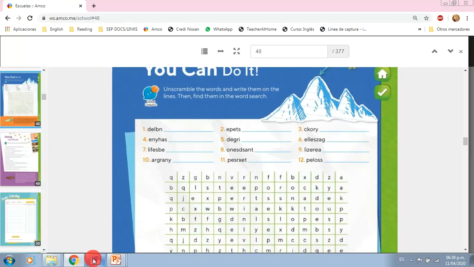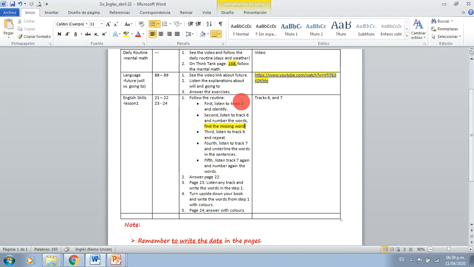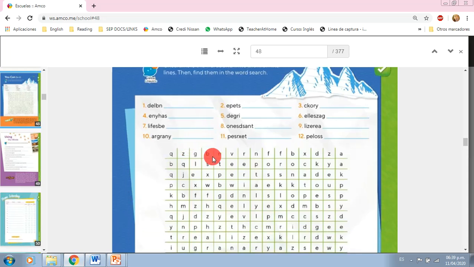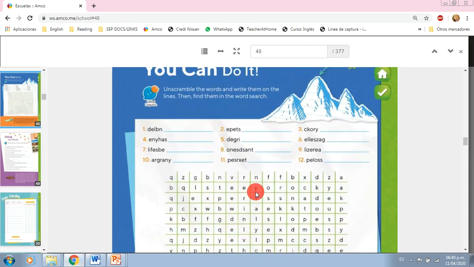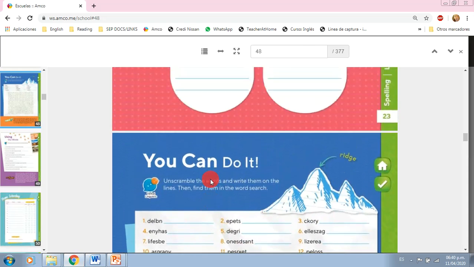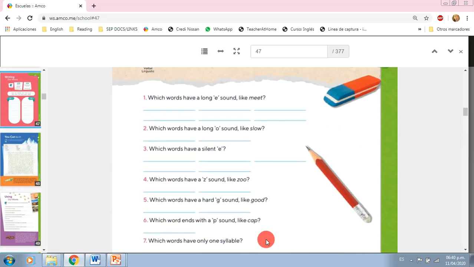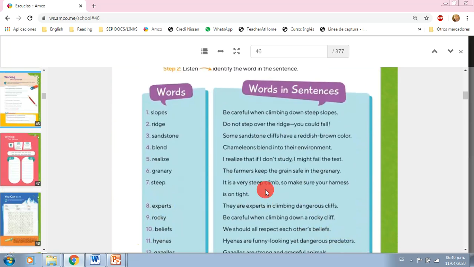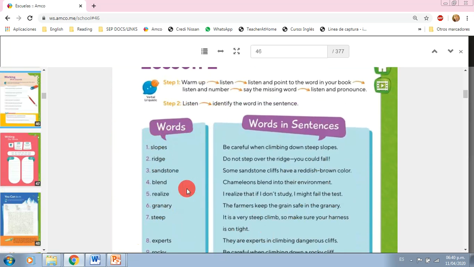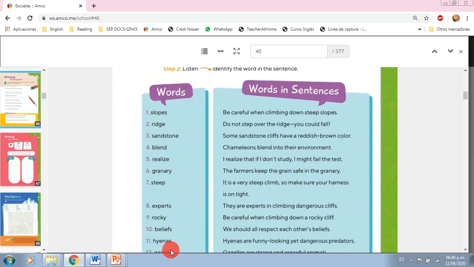And that's all for today. Send me the picture of this page with the date. Also about this one with the date. And also about this one with the date, because I need to check if you number your words correctly.